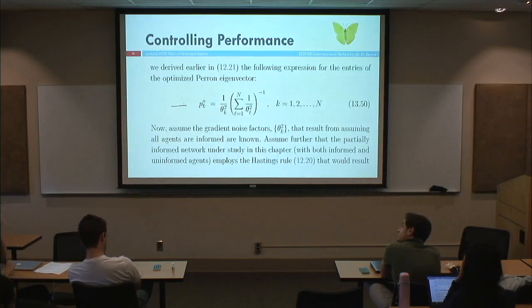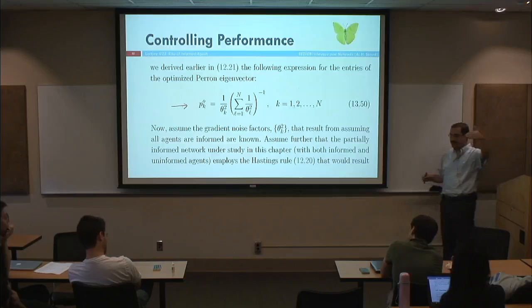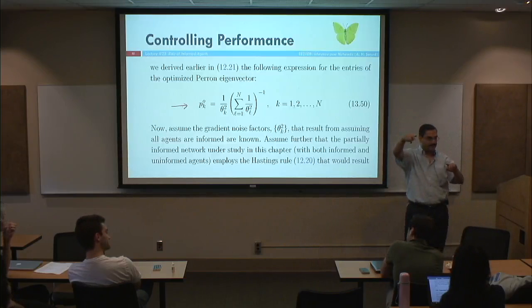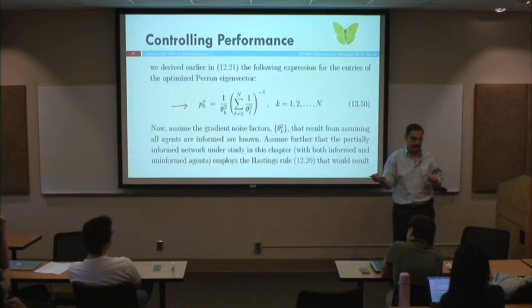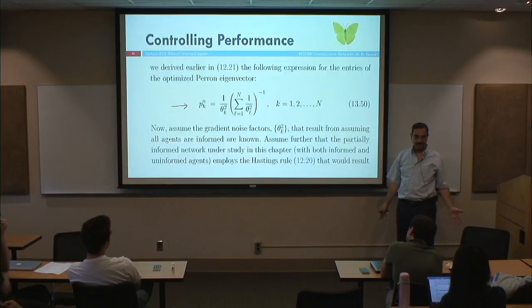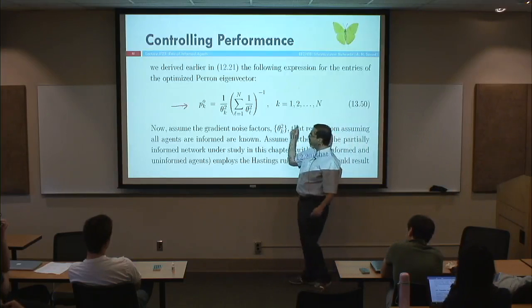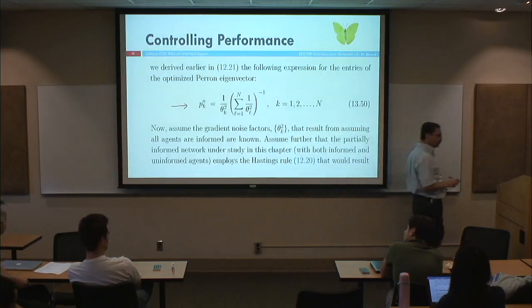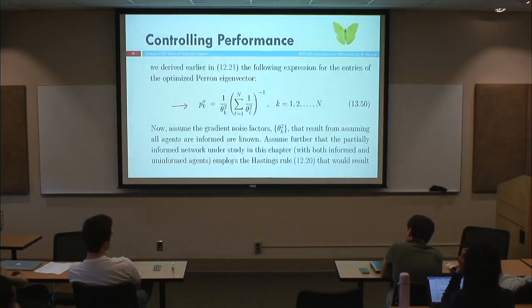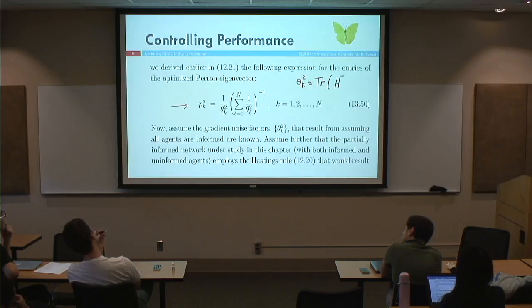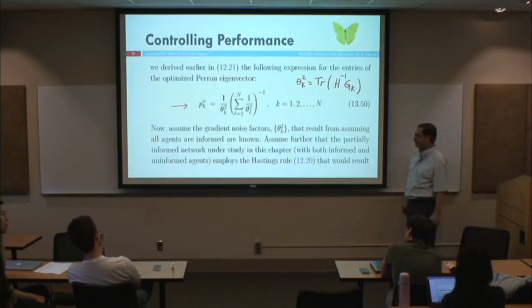And remember, I told you what the optimal A is, right? In terms of the thetas, each theta was the trace of H inverse GK, correct? And that A has these P's, fine? So if you use the Hastings rule, that rule will have these P's as Perron entries, correct? I'm just reminding you what this theta is, correct? The inverse SNR measure, right? The type of inverse SNR measure.